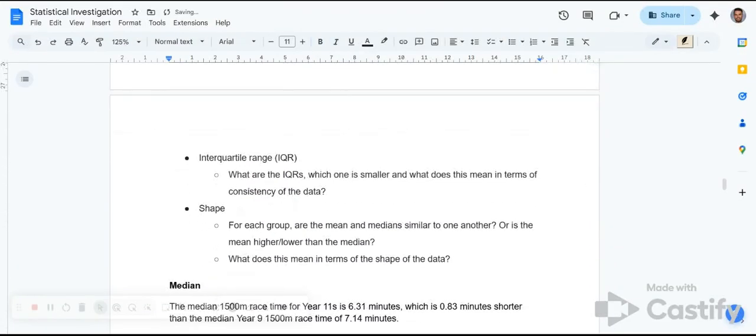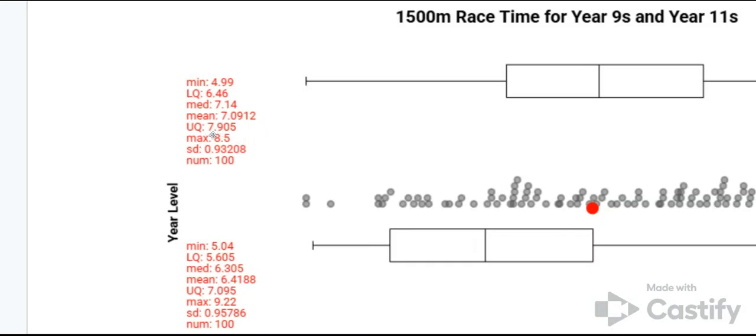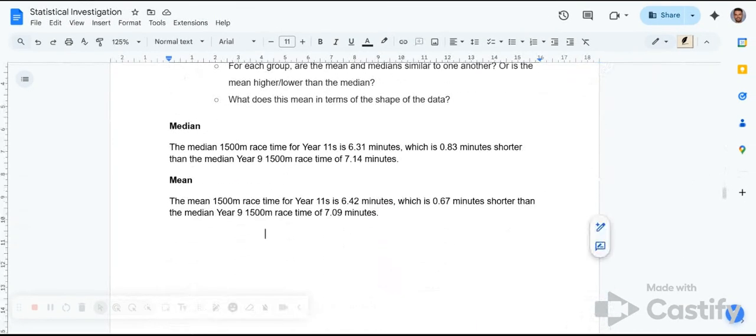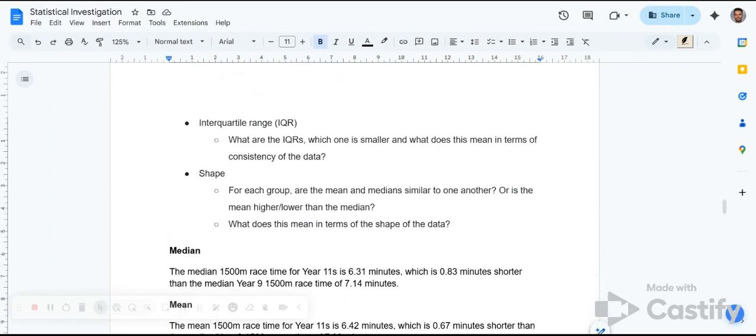Next is the interquartile range. So the interquartile range, as I mentioned before, is the size of the boxes, the actual number though of how wide they are. And we get that by calculating the upper quartile, subtracting the lower quartile for each one. And whoever's got the smaller number has the more consistent data. But what we see in this one is the interquartile range for the Year 9 1500 meter race data is 1.45 minutes, but for Year 11s it's 1.49. So because both interquartile ranges are very similar, this is further indicating, as we saw visually, that both groups of data are as consistent as each other. So now that one's done.